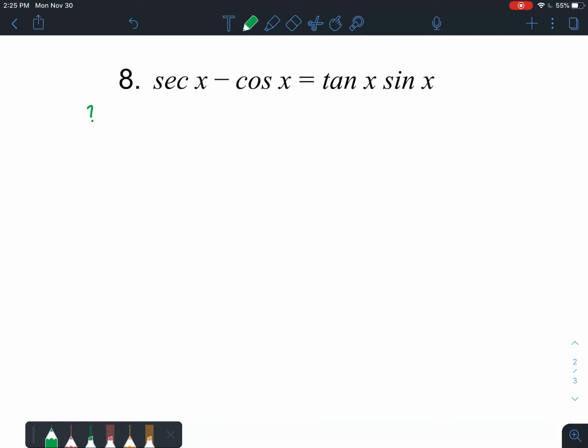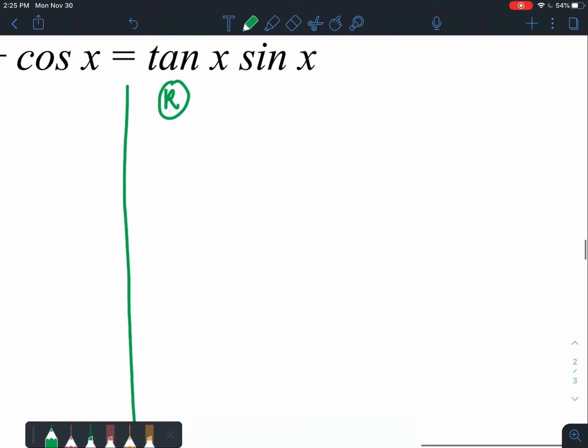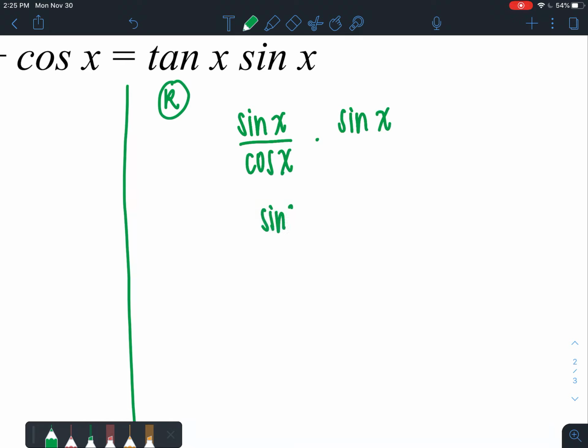I want you to pause and try it on your own. All right. So I'm going to solve this one 2 different ways. I'm going to solve it from the left, and I'm going to solve it from the right. Let's start with the right first, just to switch things up. Let's rewrite tangent as sine of x over cosine of x. So then I have sine squared x over cosine of x.